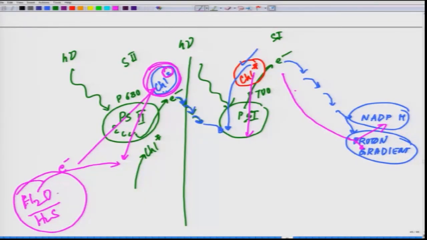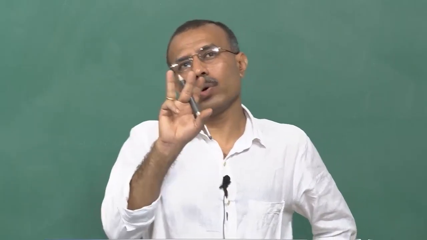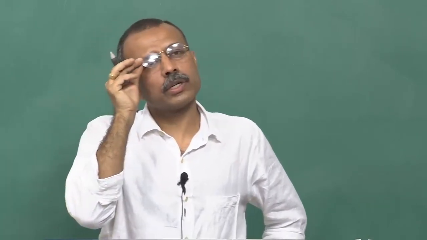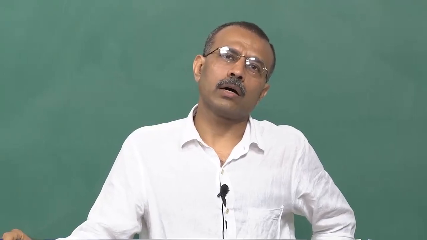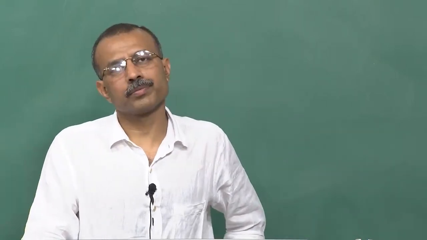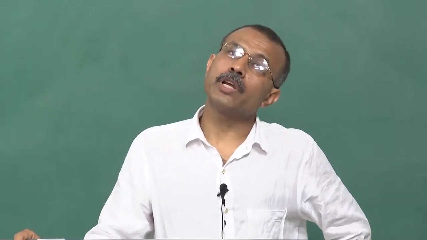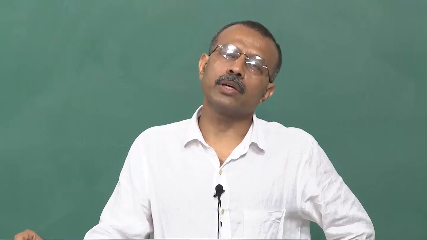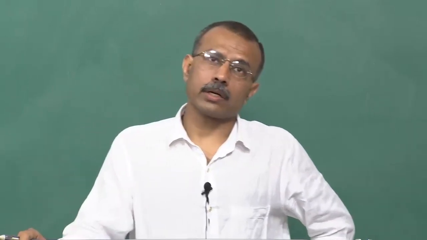So, water getting split. Photosystem 2 is where water is getting split. Essentially photosystem 2 has two functions. The first function is it absorbs light and leads to the evolution of an electron from the reaction center of chlorophyll. The second function is it splits water and brings back that chlorophyll molecule, which is away from its ground state at a higher energy state, upon losing an electron.